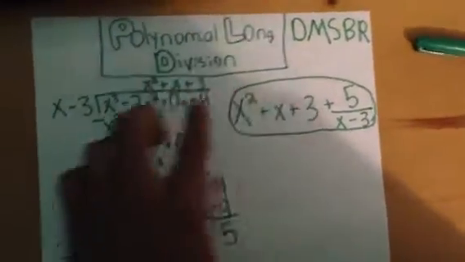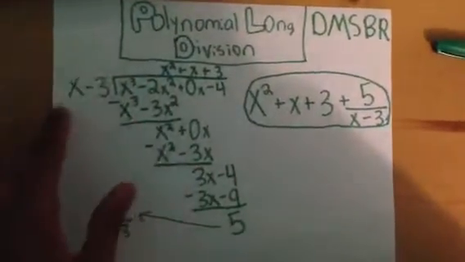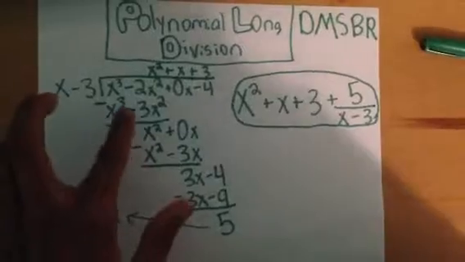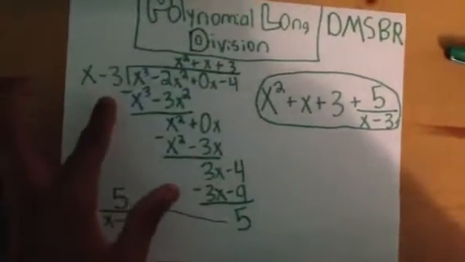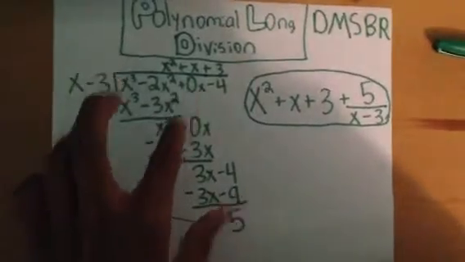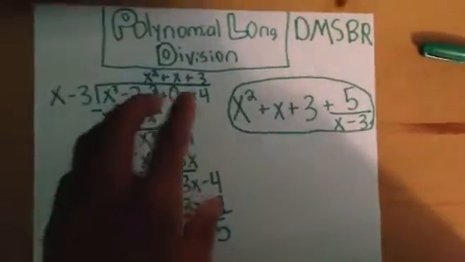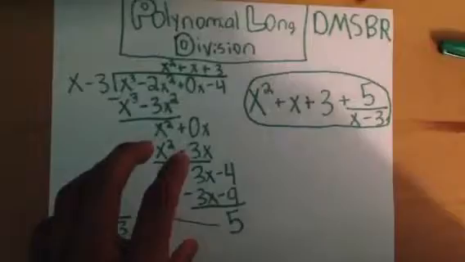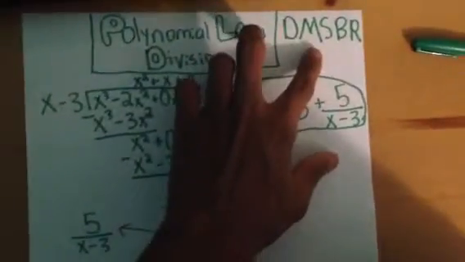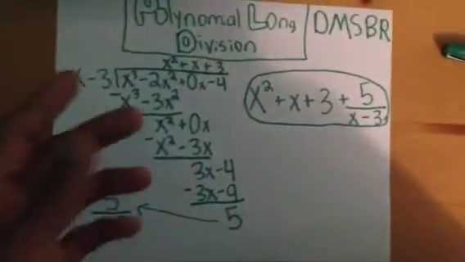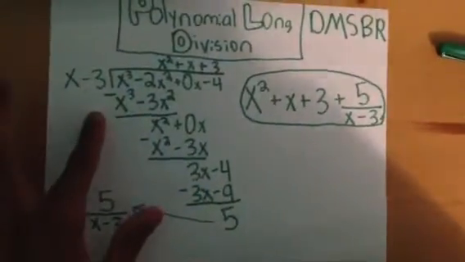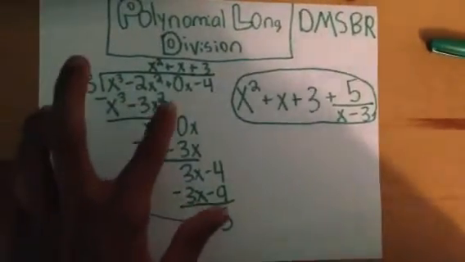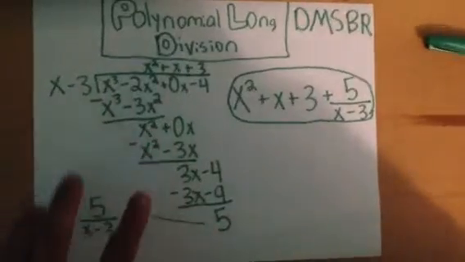Next, we multiply. X cubed times x gives us x cubed. X cubed times -3 gives us -3x squared. So in polynomial long division, we always subtract, as you can see in the process. So x cubed minus 2x squared minus x cubed minus 3x squared gives you x squared.